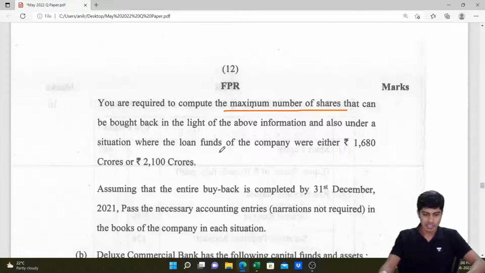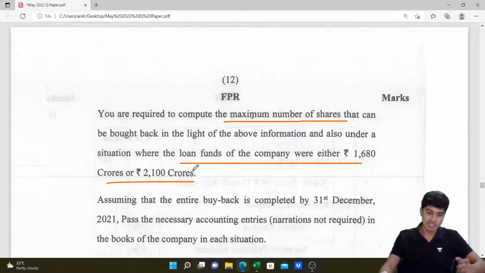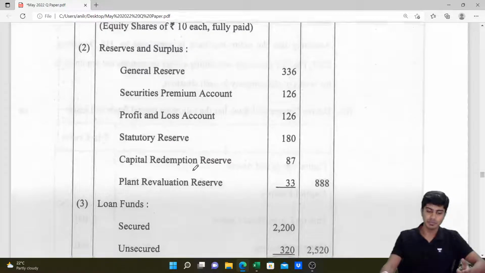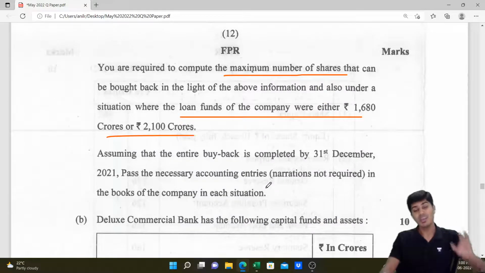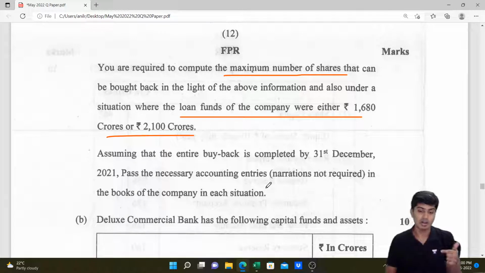Under the situation, loan funds of the company are either 1680 or 2100 crores. See, in the balance sheet, we'll arrive at a certain amount of loan. Other than this, they have given two more scenarios. If instead of the loan given in the balance sheet, the loan is 1680, then what? Or if the loan is 2100, then what? So these are two alternative conditions given which we need to check for.